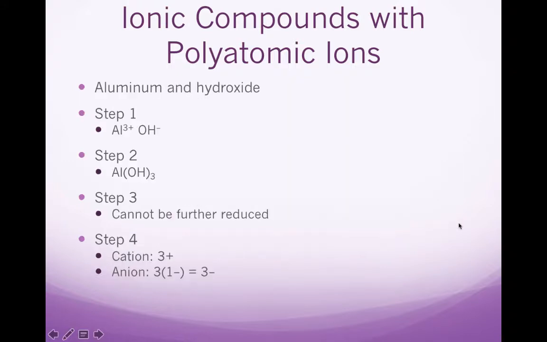You don't do that. But here we have 3. So what you have to do is put parentheses around the polyatomic ion and then write the subscript outside of the parentheses. But again, we only do this if you have more than one of those polyatomic ions in the molecule. Then the third step, same. We can't reduce this further, and when we check our charges, our charges cancel.